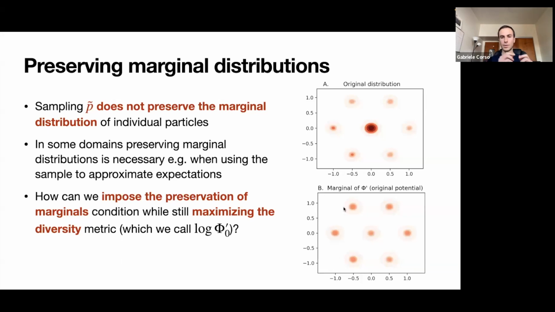If you take each one of the samples and marginalize over all the times that we're sampling, you wouldn't get the original distribution, but you would get something that looks like this. The problem is that in some domains, preserving the marginal distribution is important, for example, if we want correct approximate expectations and so on. And so the question is, how can we improve the preservation of marginals while still maximizing, under this condition, our diversity metric?